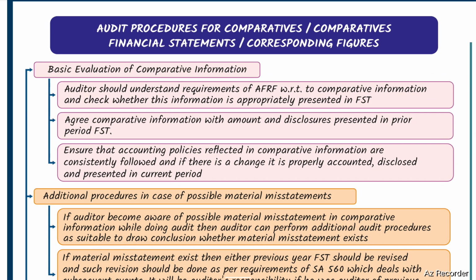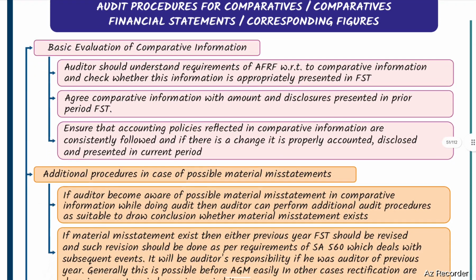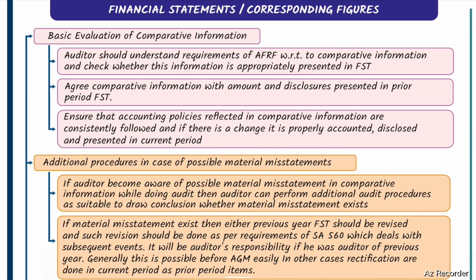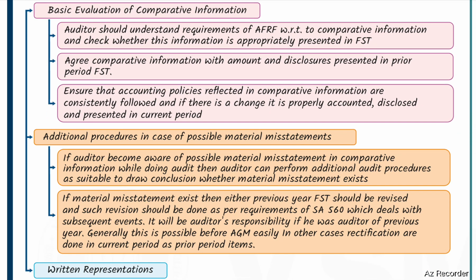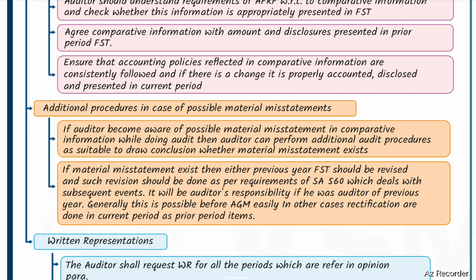Audit procedures for comparatives, whether comparative financial statements or corresponding figures. Basic evaluation of comparative information. The auditor should understand the requirements of the applicable financial reporting framework with respect to comparative information and check whether this information is appropriately presented in the financial statements. Agree comparative information with amounts and disclosures presented in prior period financial statements. Ensure that accounting policies reflected in comparative information are consistently followed, and if there is a change, it is properly accounted, disclosed, and presented in the current year.